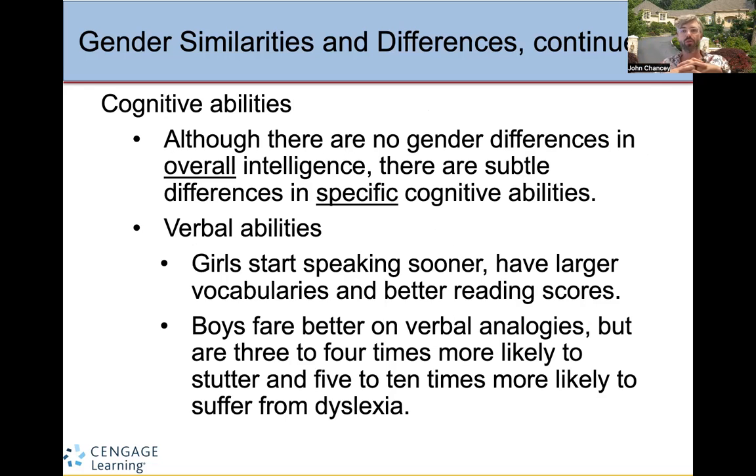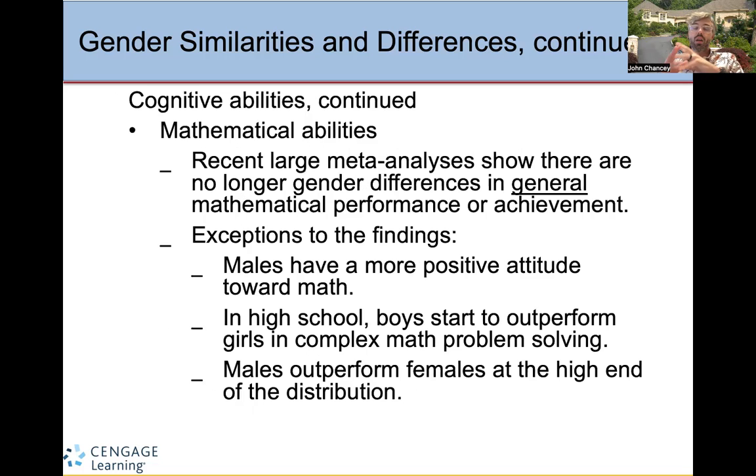So for the most part, in terms of verbal ability, girls tend to start speaking sooner than males, and they tend to have larger vocabularies and better reading scores. Boys tend to fare better on verbal analogies, but are 3 to 4 times more likely to stutter and 5 to 10 times more likely to suffer from dyslexia.